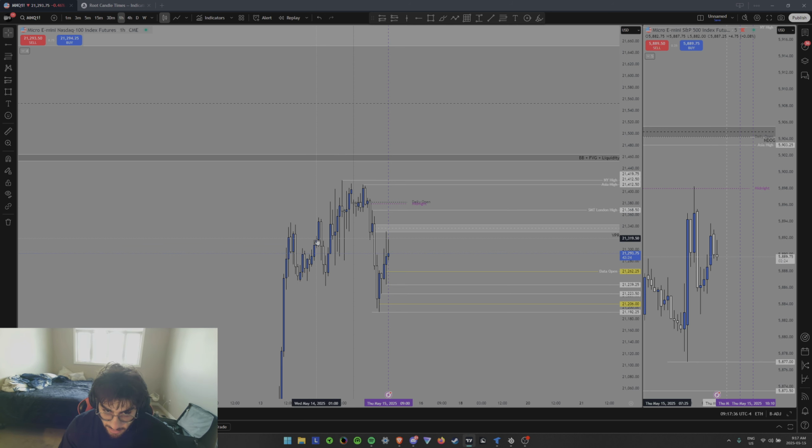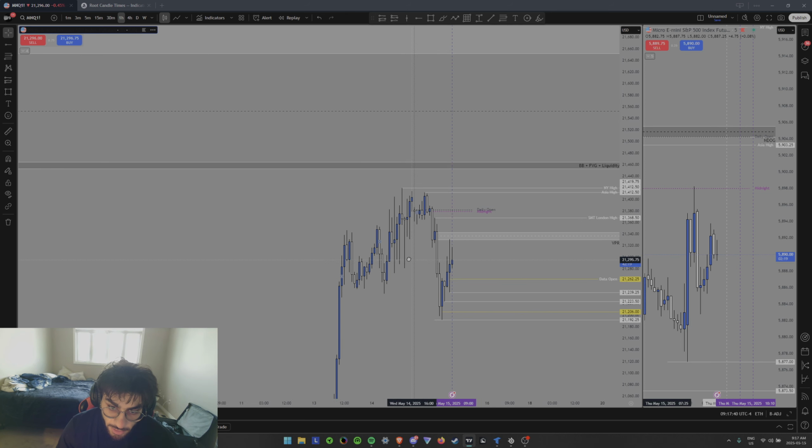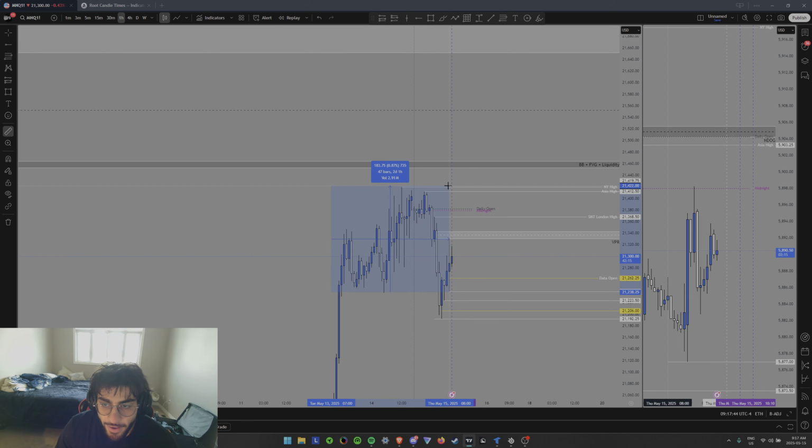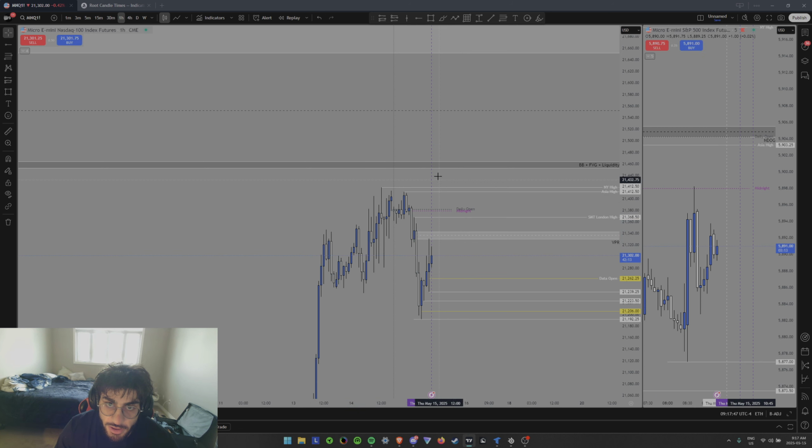However, since we're technical analysis traders here, we follow ICT concepts. This is the most obvious PO3 I've ever seen in my whole entire life. Because it's our accumulation range right here, and then the manipulation leg down.